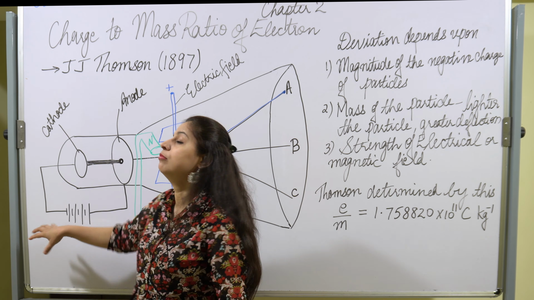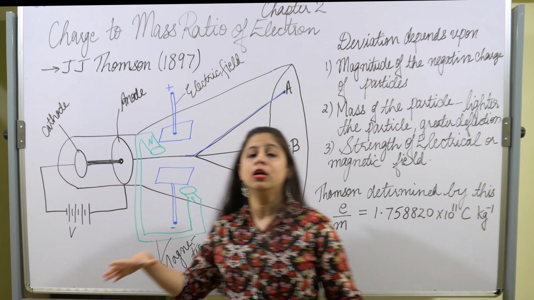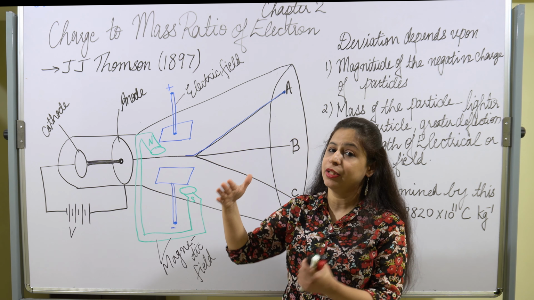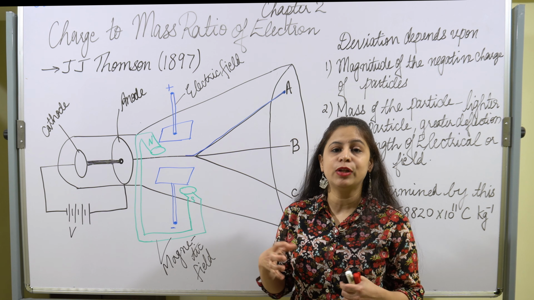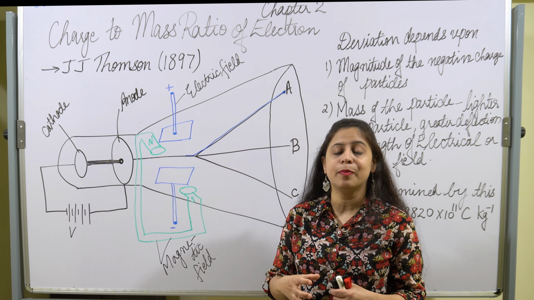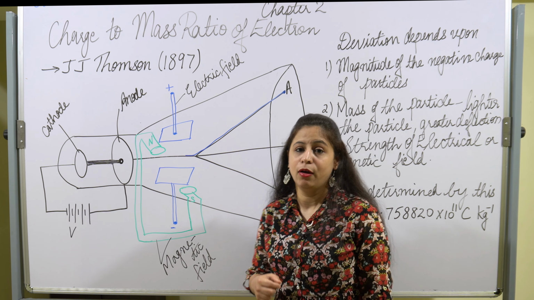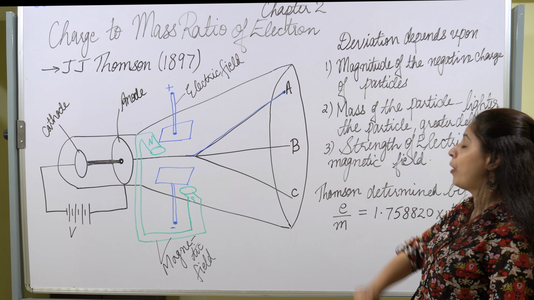Naturally, if more electrons are coming over here, more electrons will get deflected, and the deflection is more. If fewer particles are coming, the deflection will be less. Okay.